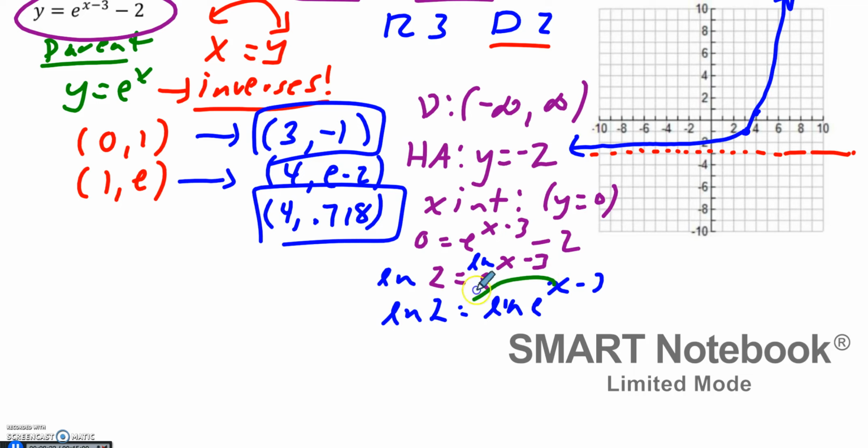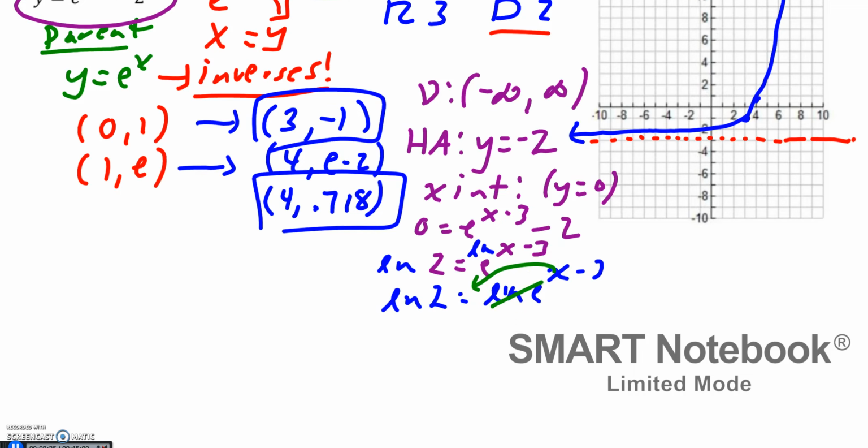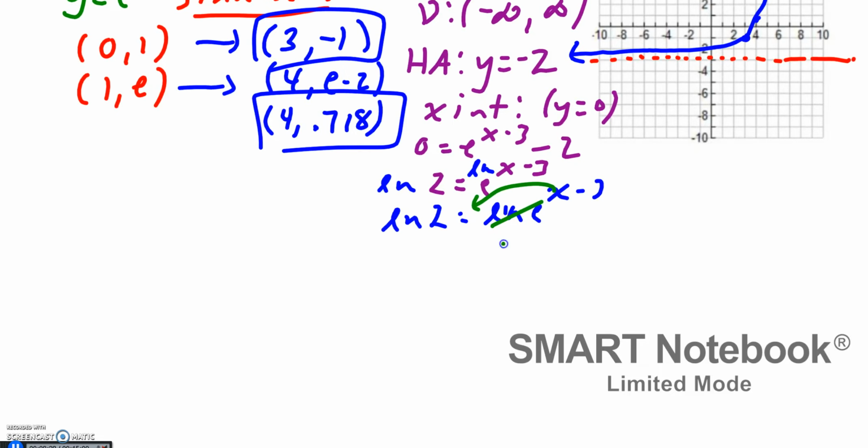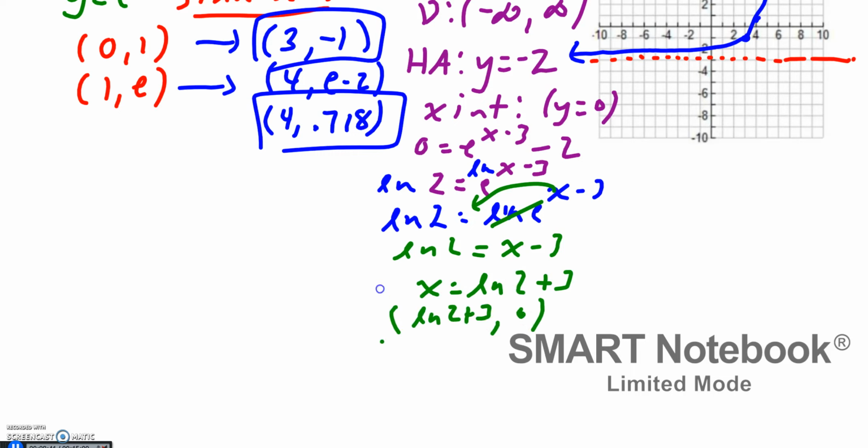I can bring this exponent down in front, and I also recognize that ln and e are inverses, so those cross out. So I have x minus 3 equals ln of 2. So that means that x equals ln of 2 plus 3. So my x-intercept would be (ln of 2 plus 3, 0). And again, you can leave that answer exact.